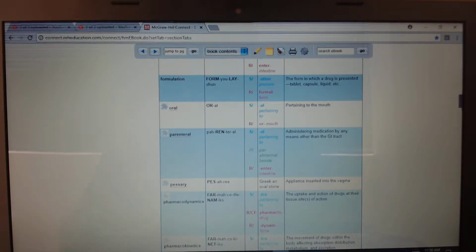Okay, that might be a birth control device or something along those lines, or it could even be a suppository that might dissolve in the vagina.